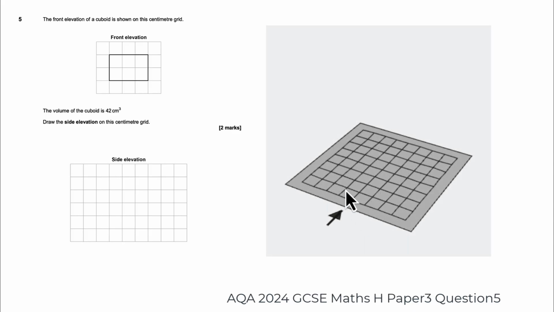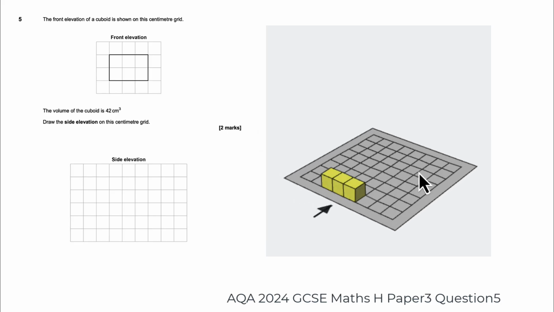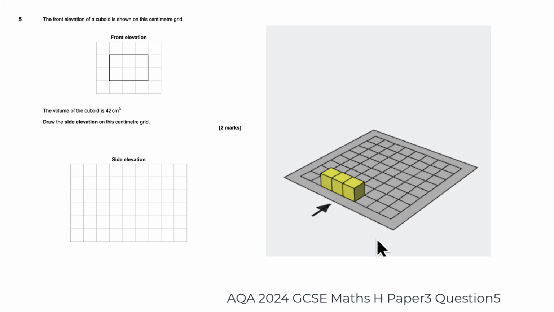So let's build a cuboid. Here's a cuboid. The front elevation is a rectangle showing 3 cubes. The side elevation is just 1 cube. Now the volume of this cuboid is 3 cubes.